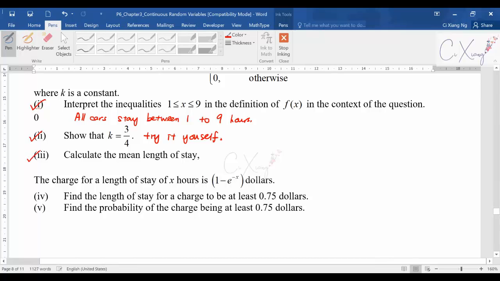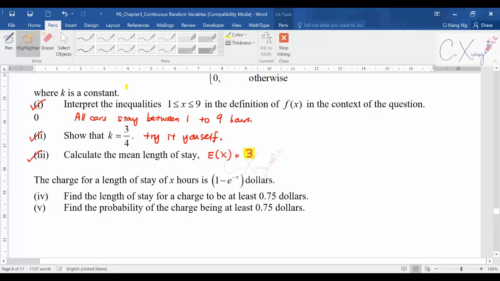Okay, and then after that, they want you to calculate the mean length of stay. Again, this is not hard also. The mean length of stay means that you need to integrate from 1 until 9, and then for the equation that you get, so you'll get a 3.